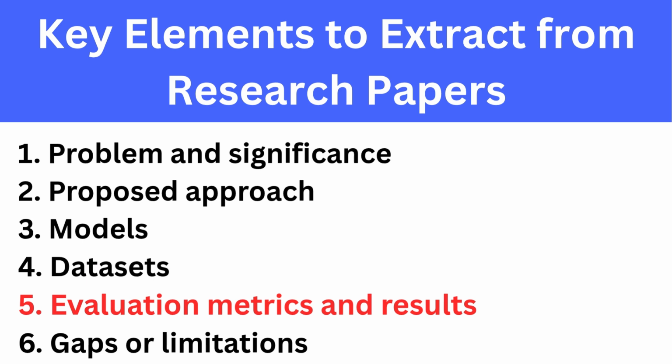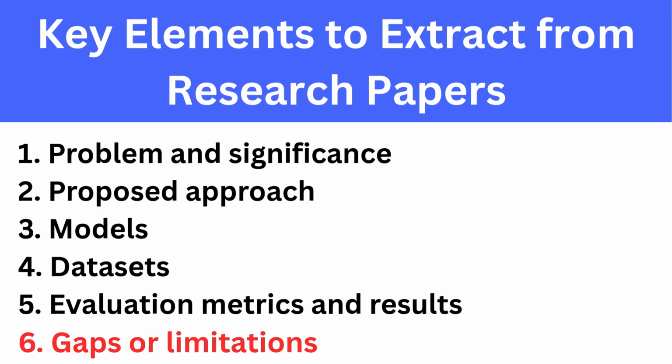Check the evaluation metrics and results, ensuring you understand which performance measures were used, such as accuracy, F1 score, IOU, or other domain-specific benchmarks, and how the results compare to prior work. Finally, identify the gaps or limitations such as dataset bias, lack of generalization, computational cost, or other constraints. Once you train yourself to quickly extract these points, you will be able to understand any paper much faster and organize your literature review more effectively.